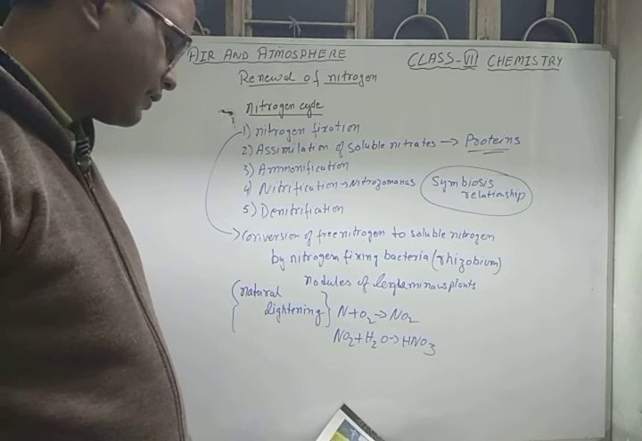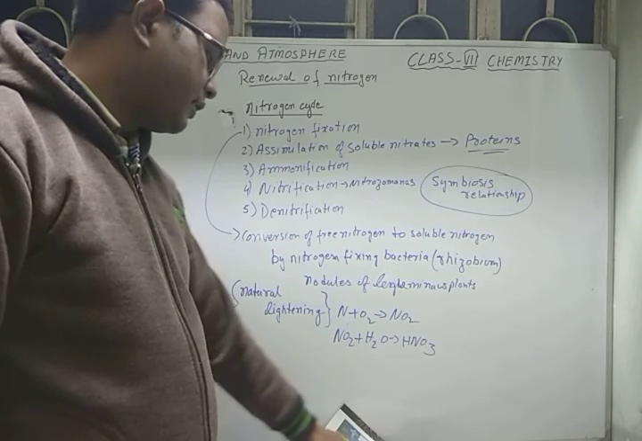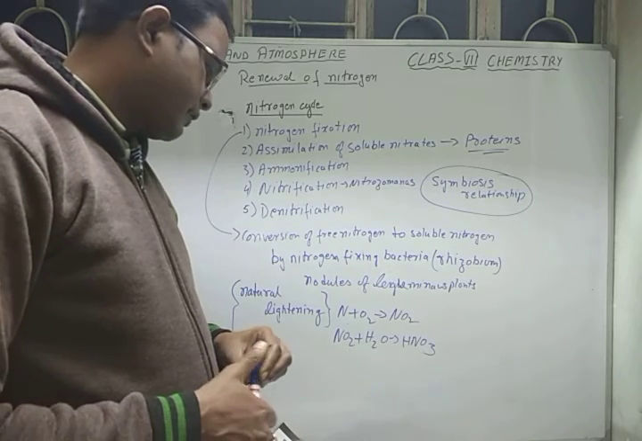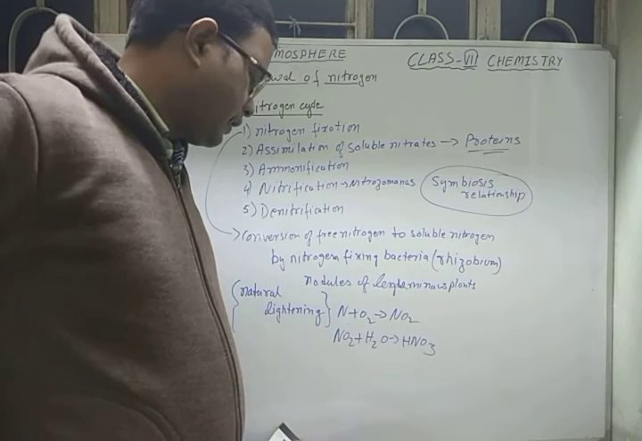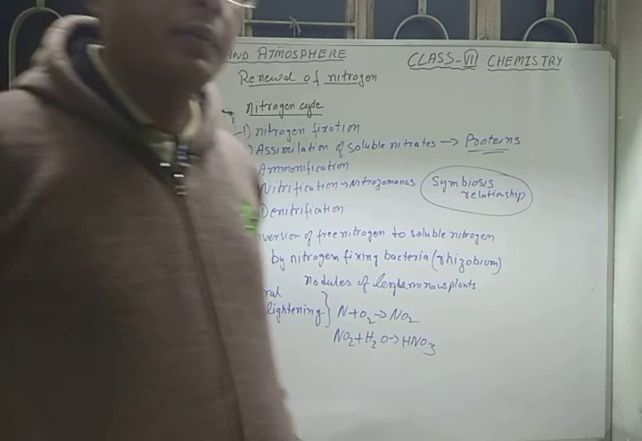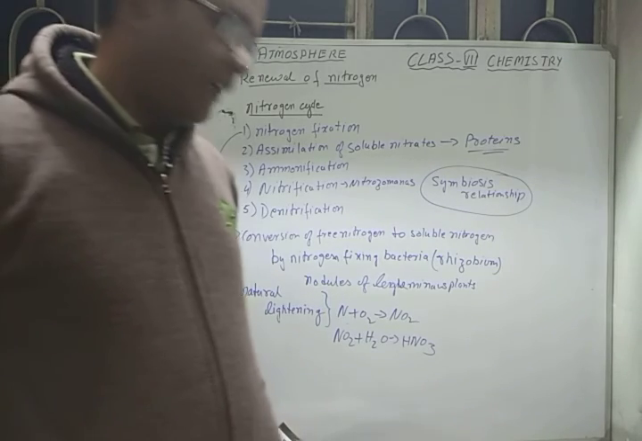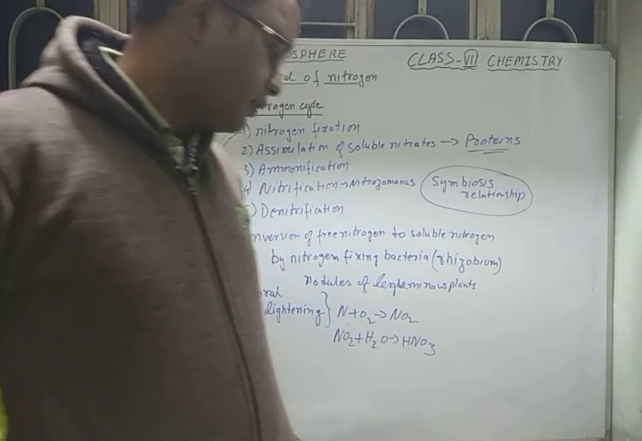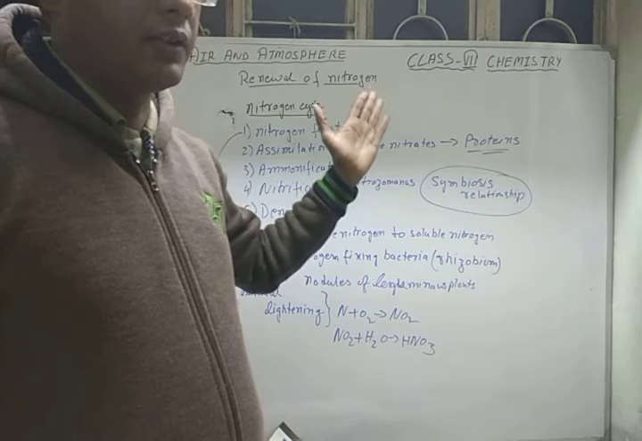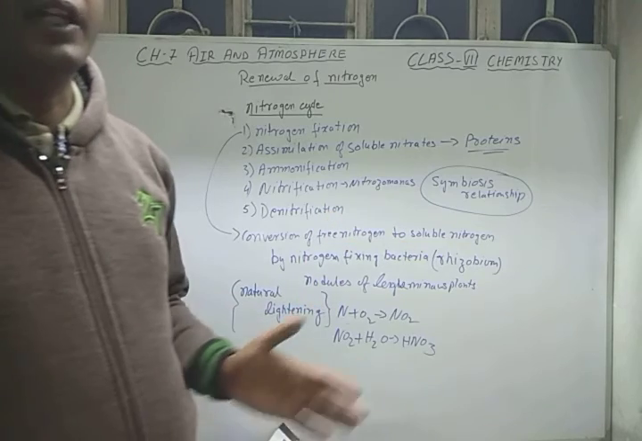Some of these nitrates are then absorbed by the roots of the plant. After that, the next point is denitrification. What is denitrification? It is the removal of nitrates present in the soil by a special type of bacteria called Pseudomonas. They break down the nitrates into free nitrogen, and that free nitrogen goes to the atmosphere again. In this way, the renewal of nitrogen takes place.